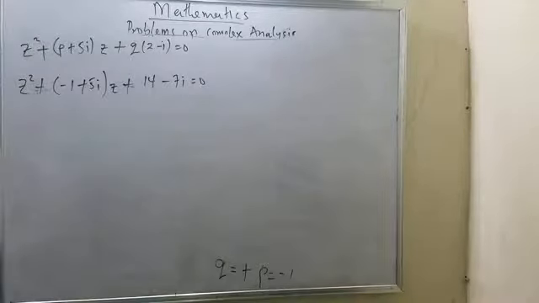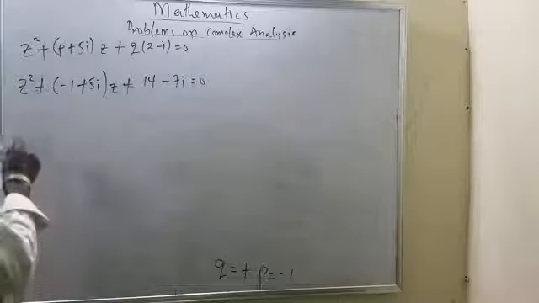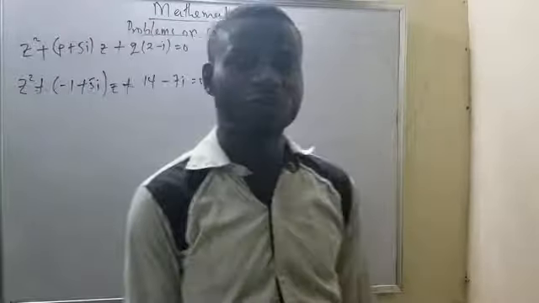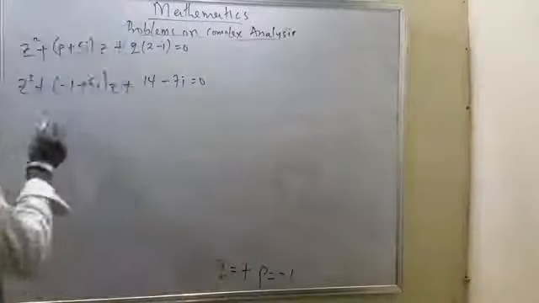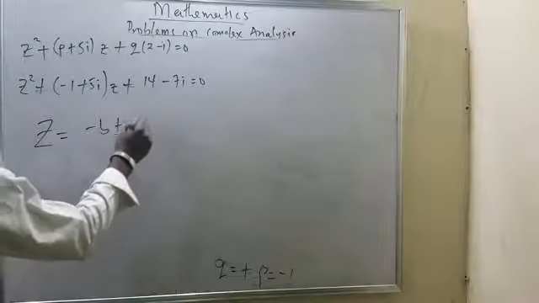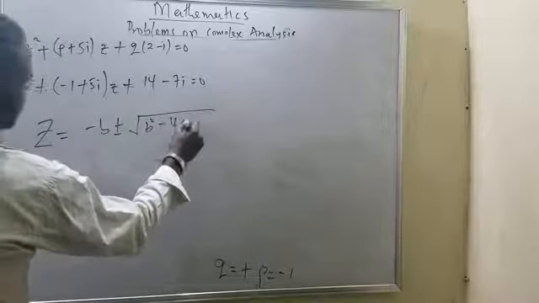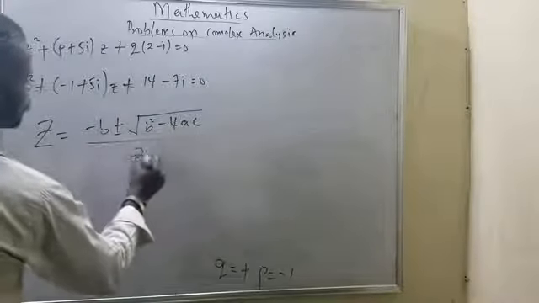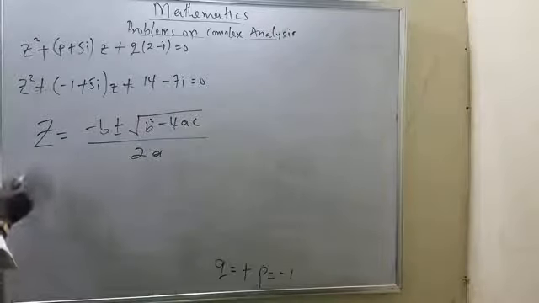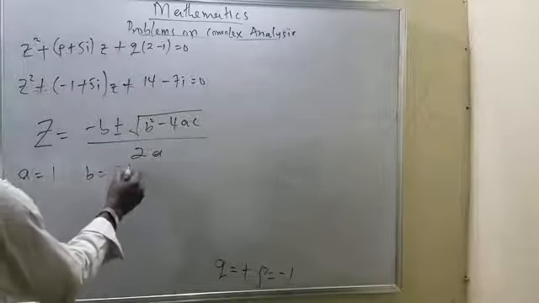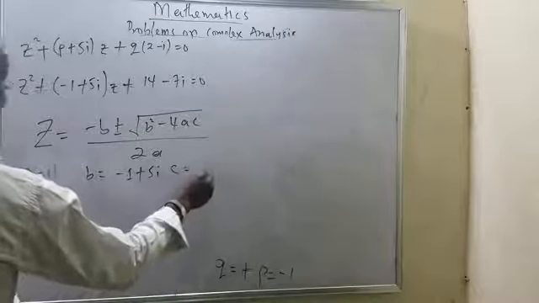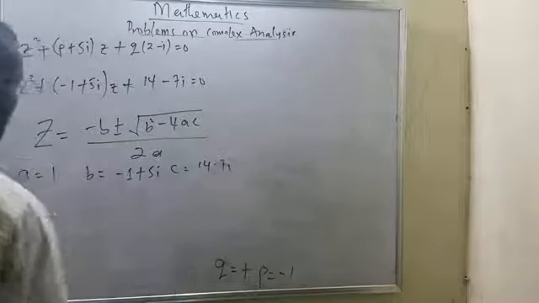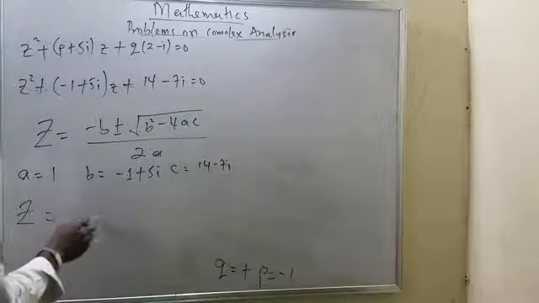Now, what I need to understand here is that you can go back to your quadratic formula. The quadratic formula is one of the methods of solving a quadratic equation, which is z equals to minus b plus or minus root of b squared minus 4ac, divided by 2a. It means my a equals to 1, my b equals to minus 1 plus 5i, and my c equals to 14 minus 7i. And by so doing that, you get what you are looking for.